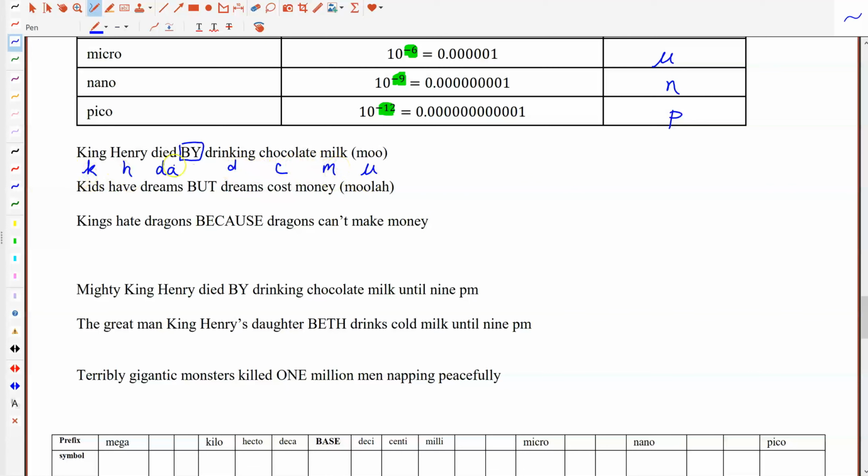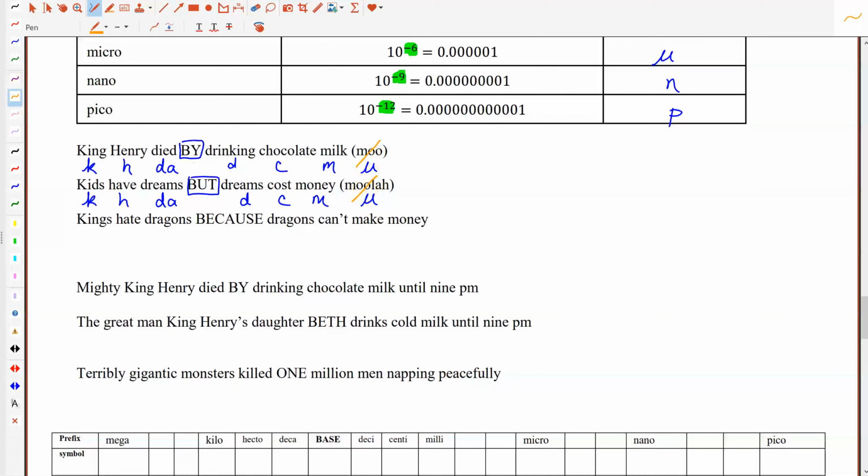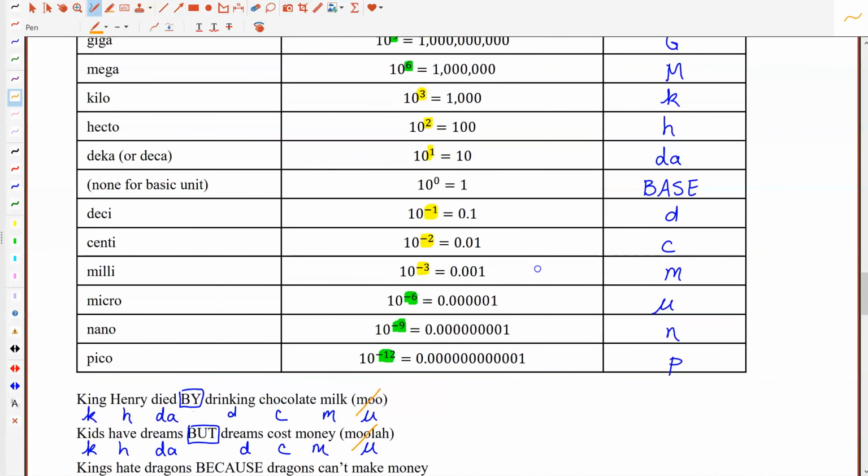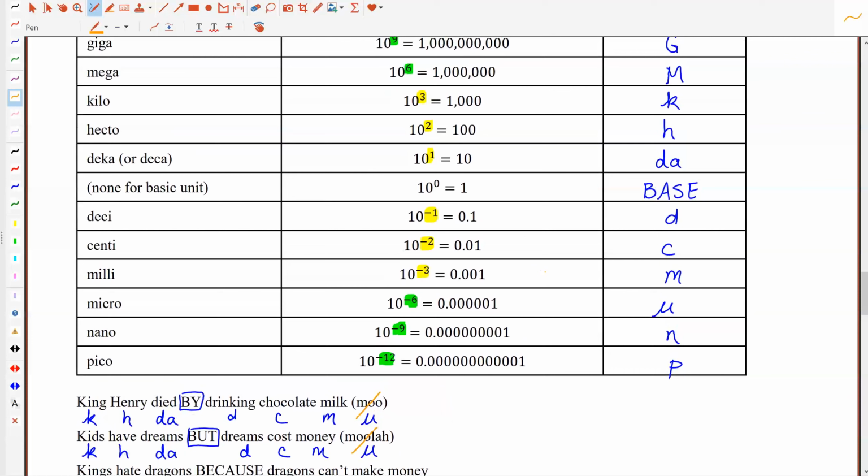Another one that has the exact same prefixes would be kids have dreams, but dreams cost money, moolah. All right, so the moolah just being another way to say money. So again, you've got kilo, hecto, deca, base, deci, centi, milli, and if you wanted to, you could get in there with the micro. Sometimes on these ones, depending on the level that you're learning, these aren't included, to go as fine down as the micro or the 10 to the negative 6th power. So all of these then would be going from your base up to the exponent of 3 bigger, and then the exponent of 3 smaller, or the negative 3. Or you can cut out that last word, depending on how much you need to remember.